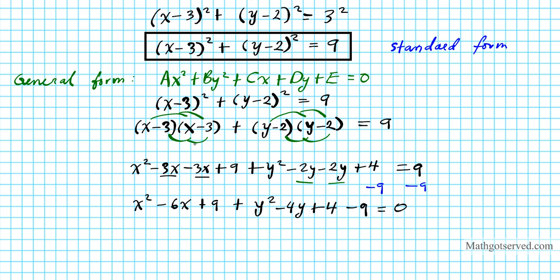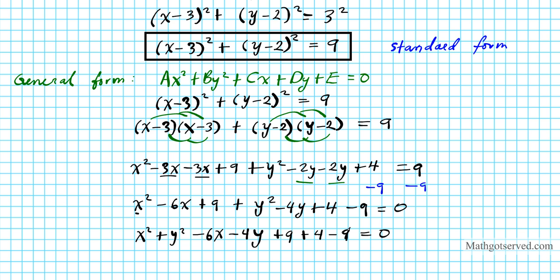So the general form requires the squares to be next to each other. So I'm going to have x squared plus y squared. And then the next thing is the x comes first, so we have minus 6x. And then the y term comes next, minus 4y. And then the constants go next, so plus 9 plus 4 minus 9 equals 0.